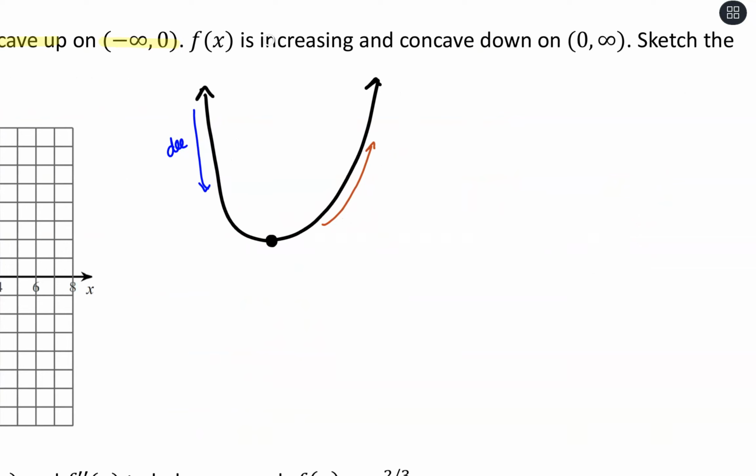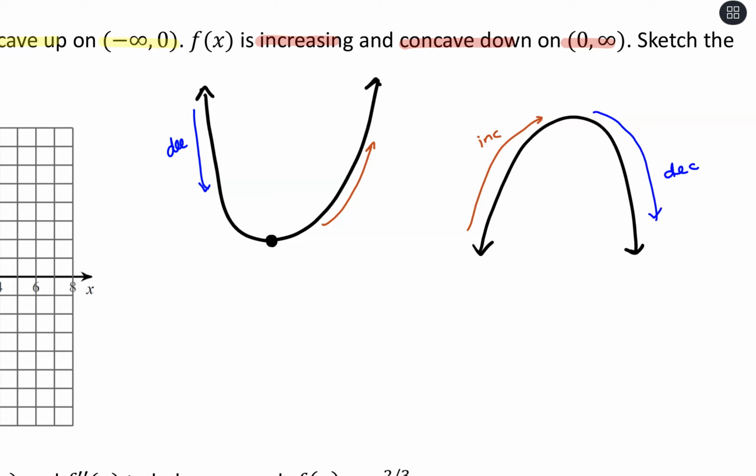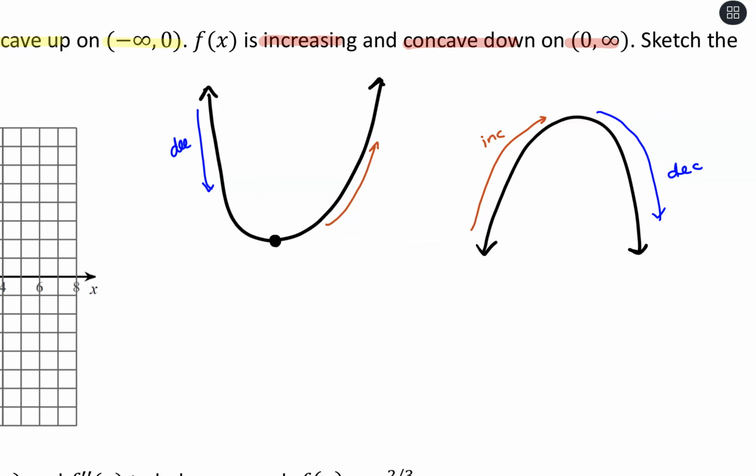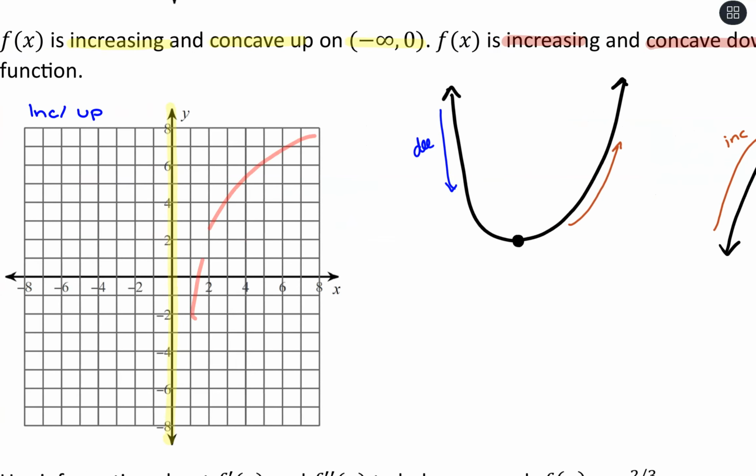Then what we're told is f of x is increasing and concave down on 0 to infinity. So similar idea with this, it has two trends. We have an increasing side of it and a decreasing side of it. And what we're looking for is that increasing side. So what I'm seeing over here is something increasing and concave down.